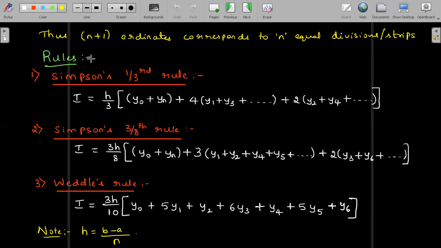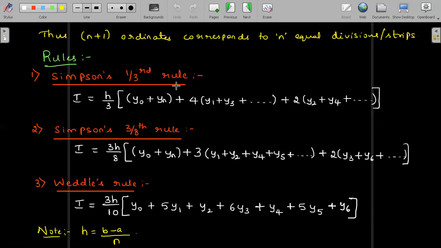There are different rules to obtain the definite integral value. The first among them is Simpson's 1/3 rule, the second one is Simpson's 3/8 rule, and the third one is Weddle's rule. Let us discuss one by one.